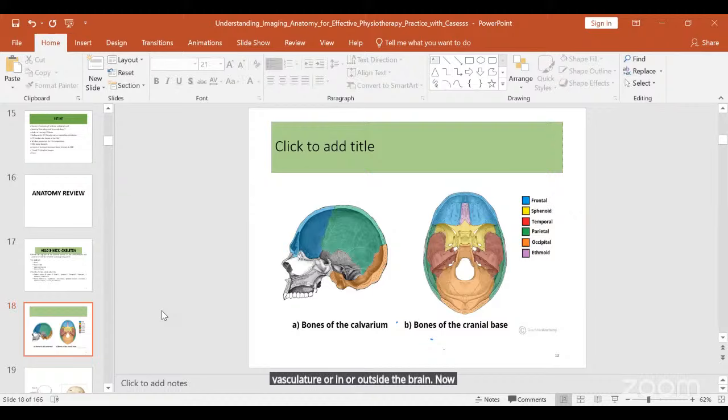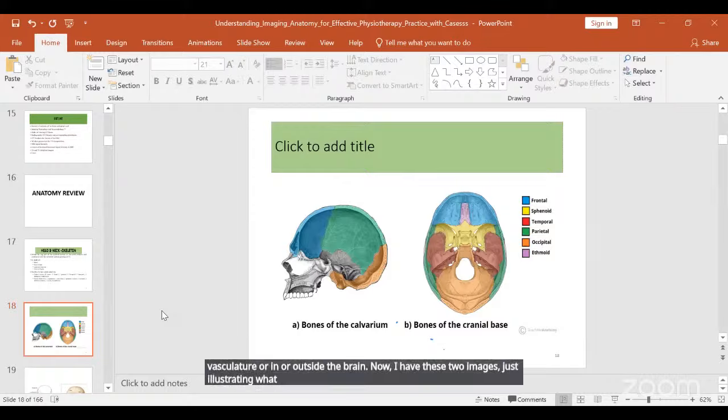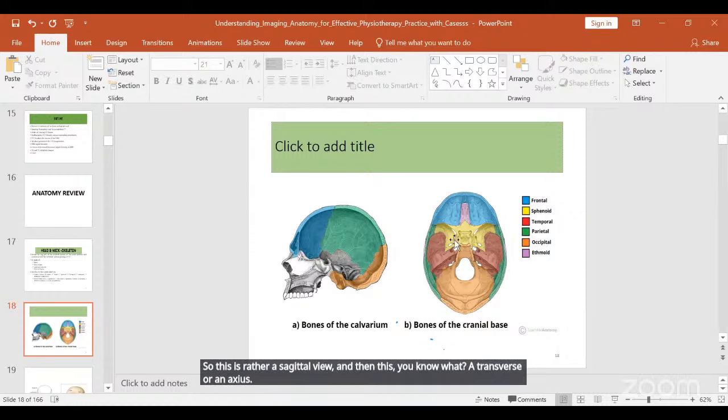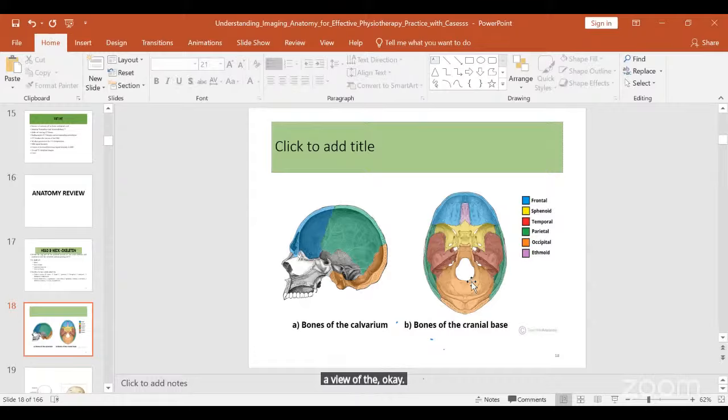Now I have these two images, just illustrating the highlighted area. Look at this. This is the view, and this entire brain area is representing the parietal bone. And on this view, look at how the parietal bone appears. Are we together? Yes, sir. Or the frontal bone, look at how this frontal bone is huge. Or the occipital bone. So this is a sagittal view, and then this is an axial view of the skull base.